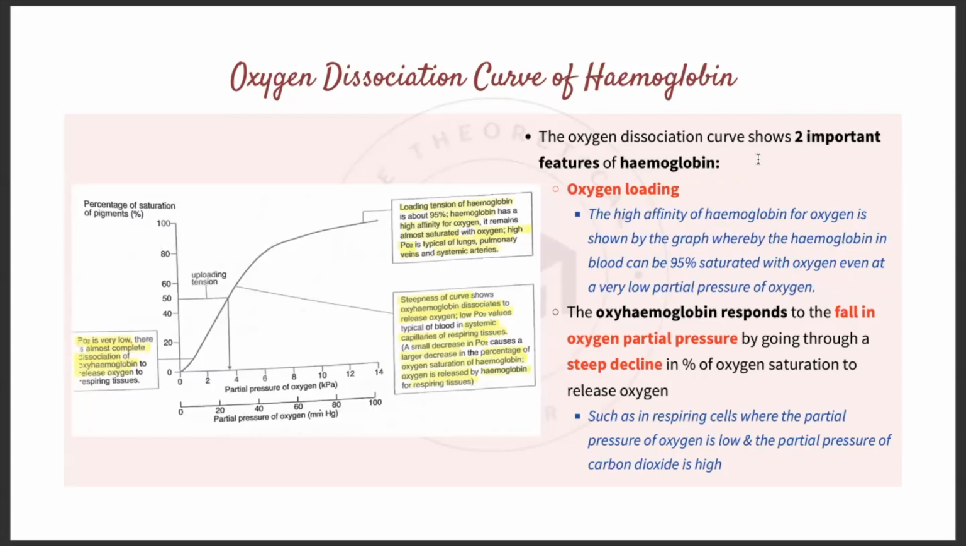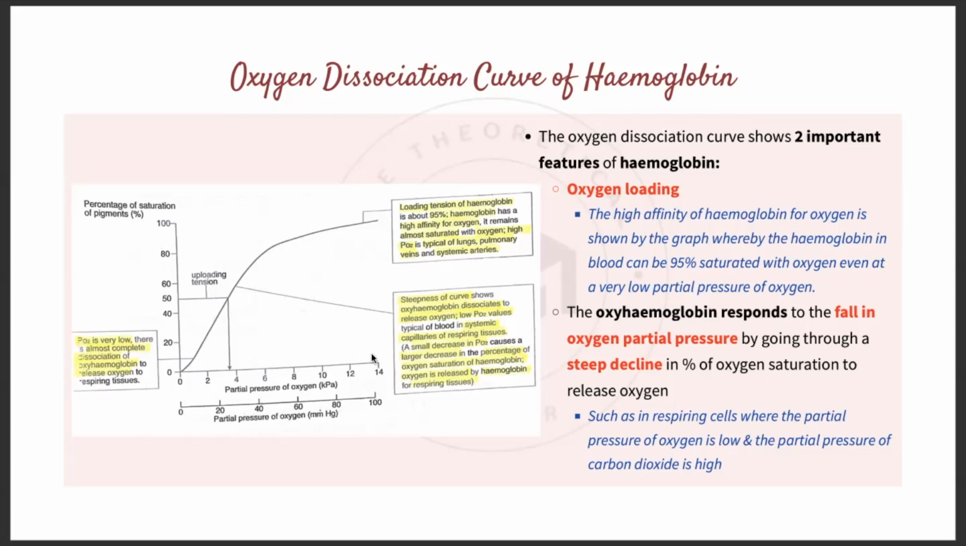First is the oxygen loading. The high affinity of hemoglobin for oxygen is shown by the graph, whereby the hemoglobin in blood can be 95% saturated with oxygen even at very low partial pressure of oxygen. If you can see over here, it's almost 100%. Obviously, it's not 100%. What they're trying to say is that it can be saturated with 95%. If you can see here, for example, based on the graph, at 14, it reaches 100. But if you see when it's at 8 and 10, it's almost reaching 100.